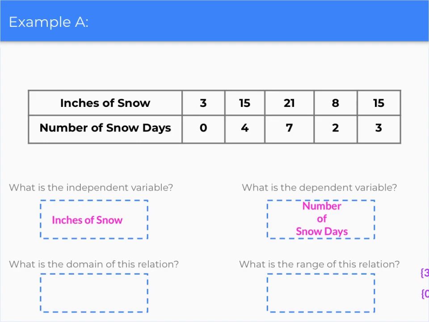The domain, so again, domain talks about numbers, so we're going to list out all of our numbers using braces. So in this case, {3, 8, 15, 21}. And I know that we have two 15s, but again, I'm not interested in how many I have, just that the 15 is in there. What is the range of this relation? Again, the numbers across the bottom, all listed out using braces in order from least to greatest, so {0, 2, 3, 4, 7}. Now let's move on to example B.